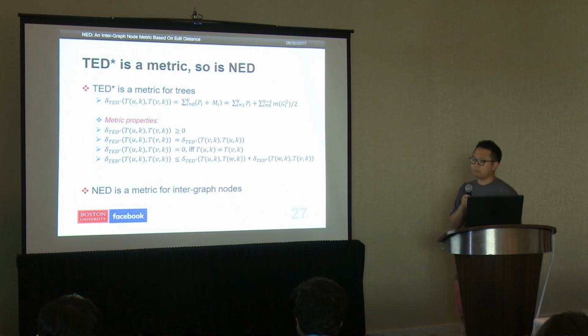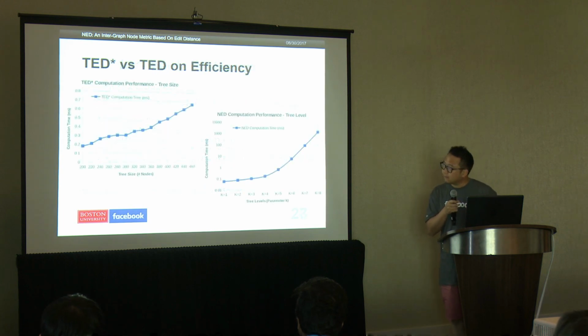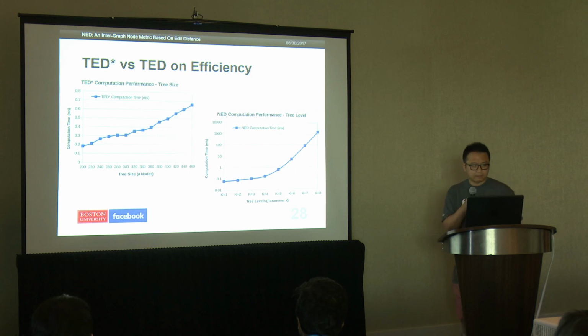And it satisfies all the metric properties. We include all the proofs in the paper, and then we infer that the node metric here still satisfies all the metric properties, and it can evaluate inter-graph nodes. So this is about efficiency. We found that for a tree size increase to 500 nodes, we can calculate in 1 millisecond. And we found that along with the tree level increase, the time increases exponentially.